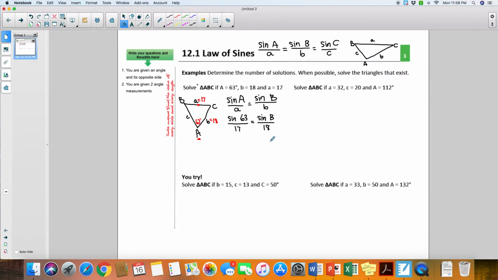All right, so now I have two proportions that are equal to each other. The way you would solve two proportions is to cross multiply. So that means I'm going to multiply sine of 63 by 18, and then I'm going to multiply 17 by sine of B. That would give me 18 sine 63 equal to 17 sine B.